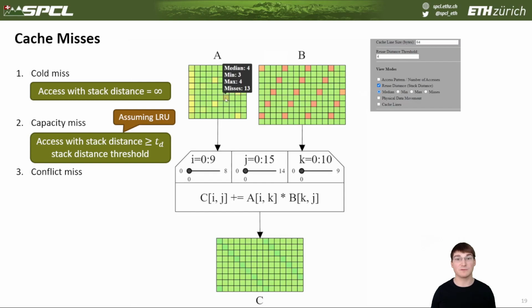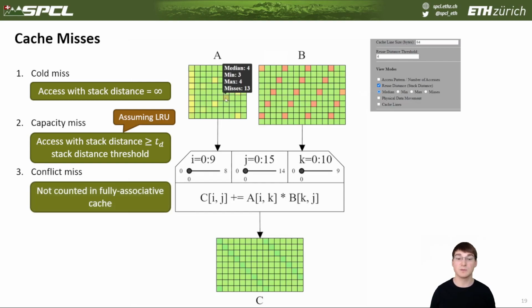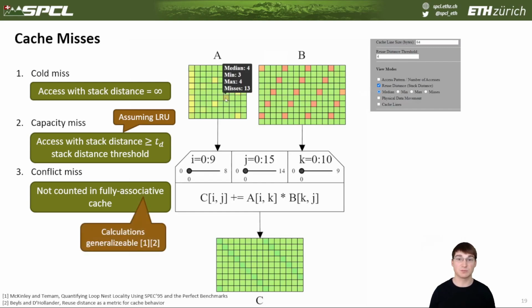Now, finally, we would have to count conflict misses, but we can actually avoid having to do this by assuming a fully associative cache. And the reason we can do this is because previous research has shown that the majority of cache misses is actually due to capacity and cold misses and not due to conflict misses. And then subsequent research was able to show that modeling and simulations done on fully associative caches generalize really well to low set associative or even direct mapped caches.